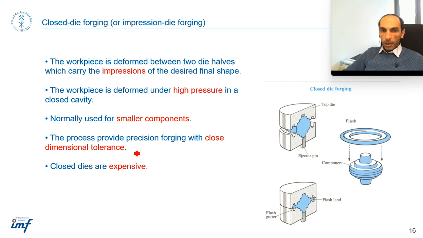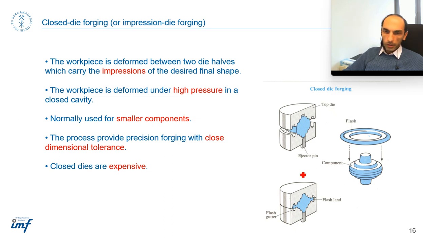The dimensions are precise in closed die forging, but as I said, it's expensive. Designing the process and making the dies are expensive, so you should think about it before. If it's mass production, where the numbers are high, like in the range of a million parts, then okay, you can think about closed die forging.